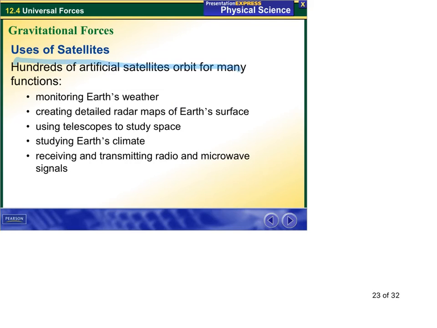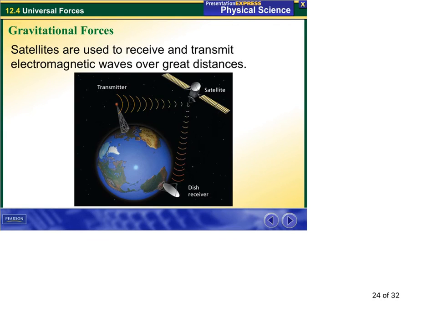Artificial satellites are used for many reasons. Earth's weather, maps of Earth's surface, telescopes, studying the climate, and radio and microwave signals. So lots of things we use satellites for. So they can receive and transmit waves over a long distance.